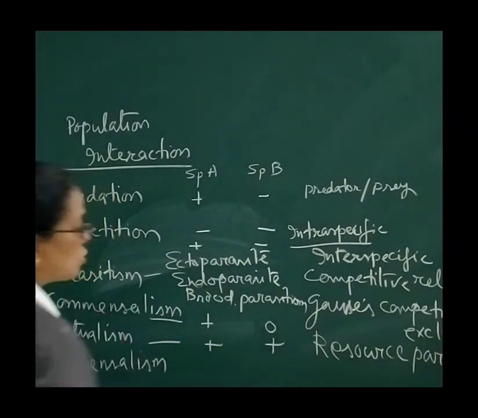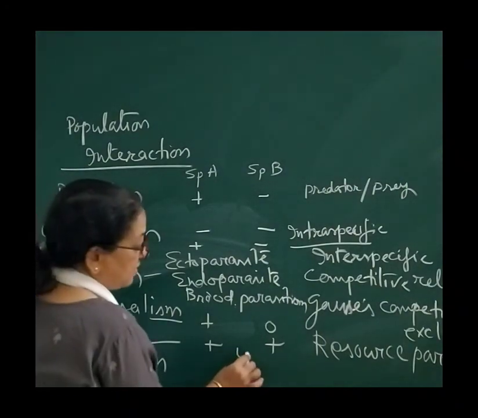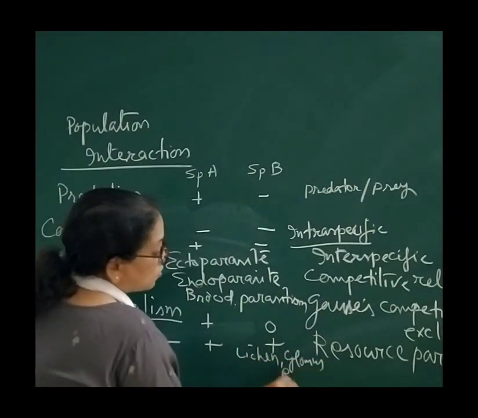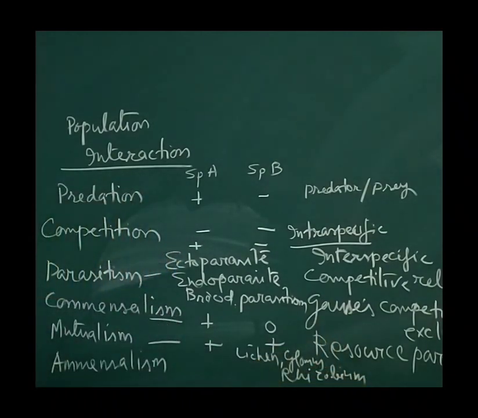Next one is mutualism, where both are benefited by mutual understanding. So this is plus and this is also plus. Both species show a positive result. Examples are mycorrhiza, lichen and rhizobium bacteria. You already studied these in your previous classes. Mycorrhiza is a close association between fungi and the roots of higher plants. Fungi help the plant in absorption of nutrients, and the plant provides food for the fungus, like Glomus. So lichen, Glomus and Rhizobium are examples of mutualism.